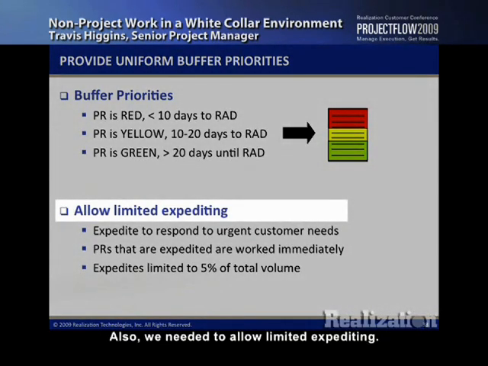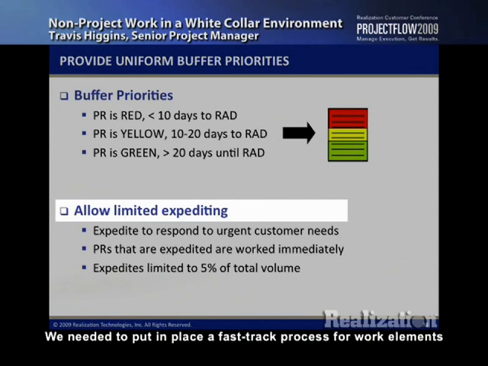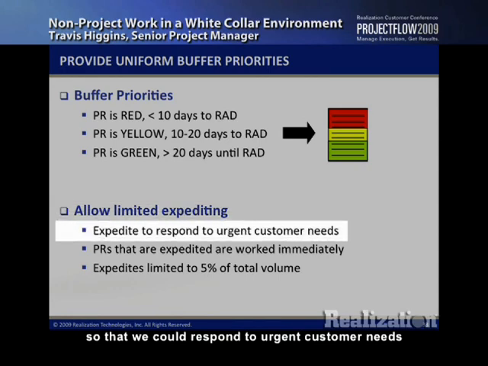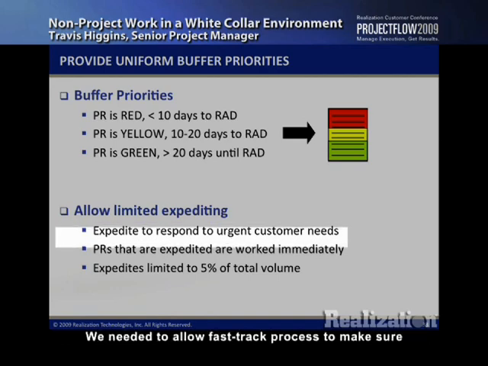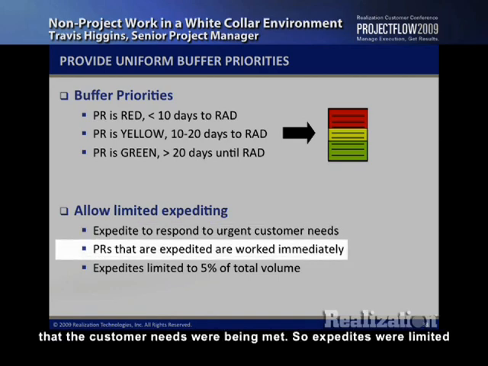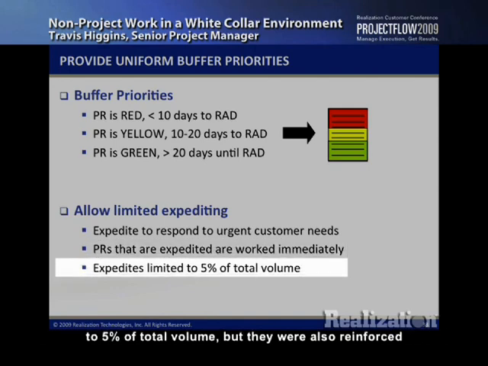Also, we needed to allow limited expediting. We needed to put in place a fast track process for work elements so that we could respond to urgent customer needs regardless of the planned date that the system says that we need to award that, or regardless of that item's place in the queue. We need to allow a fast track process to make sure that the customer needs were being met. So expedites were limited to 5% of total volume, but they were also reinforced that as soon as we have something that the customer has elevated that is urgent, we work it immediately.